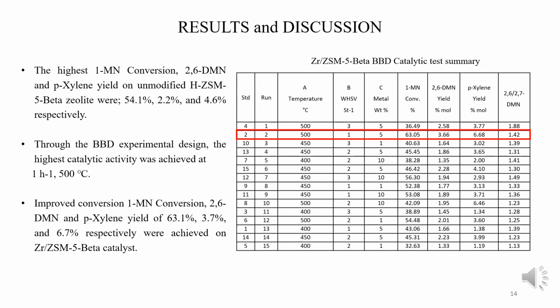To summarize and compare the catalytic activity on both catalysts, it was seen that the highest 1-methyl-naphthalene conversion, 2,6-dimethyl-naphthalene yield, and p-xylene yield on unmodified ZSM-5 beta zeolite were 54.1%, 2.2%, and 4.6% respectively. By leveraging the Box-Behnken design experimental approach, the introduction of zirconium onto the ZSM-5 beta catalyst led to notable improvements. 1-methyl-naphthalene conversion increased to 63.1%, 2,6-dimethyl-naphthalene yield improved to 3.7%, and finally, p-xylene yield significantly increased to 6.7%. These improved catalytic activities were all achieved on a 5% zirconium catalyst at a space velocity of 1 per hour and a temperature of 500 degrees Celsius.